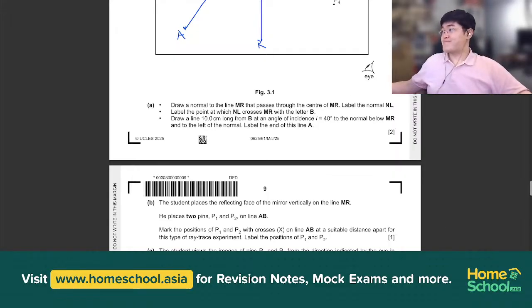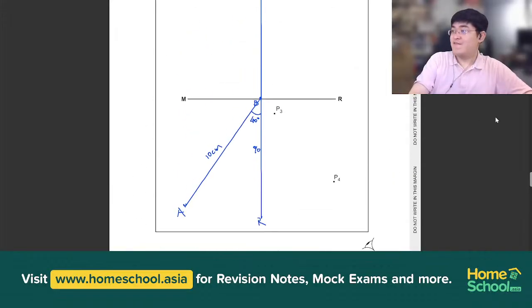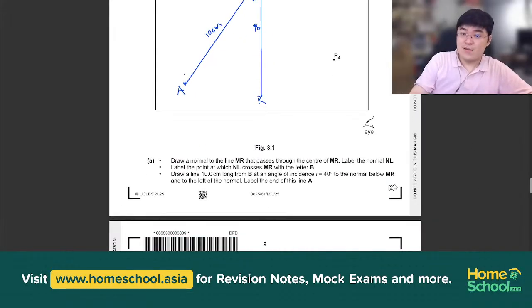you are given 1 mark for the correct normal, which is 90 degrees, over here. And then the second mark is given to you if you draw a 40-degree line like this, to the left, right here, and it has to be properly 10 cm. Doing so should get you your full 2 marks for part A.